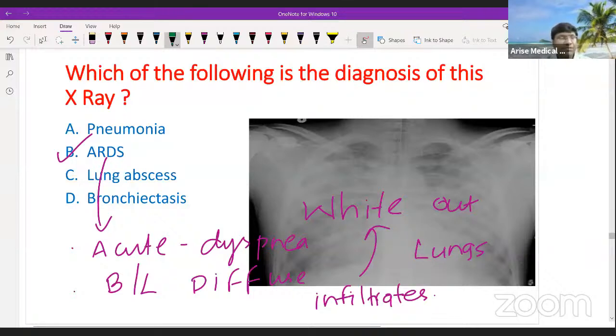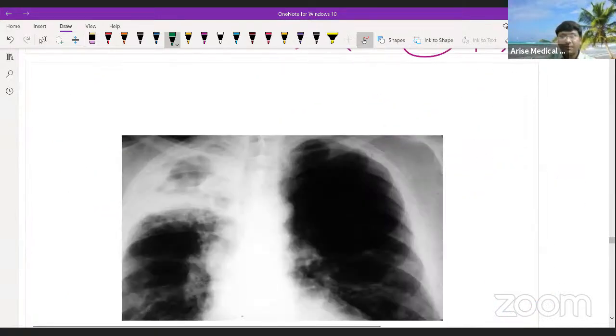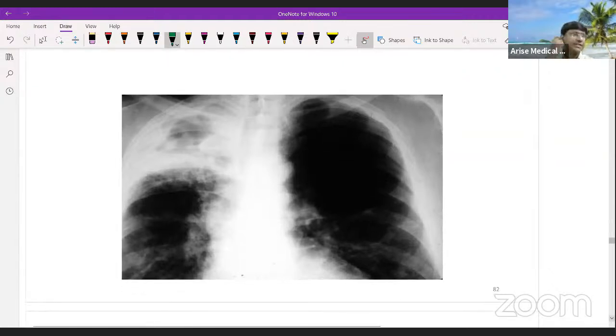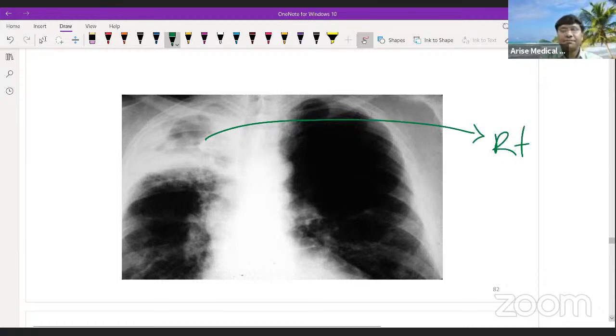The options whichever are given to you, let me show you the respective chest X-rays. Okay, you take the pneumonia. So in pneumonia you have the lobar consolidation. Right, now can anyone tell me which particular organism will cause right upper lobe consolidation?